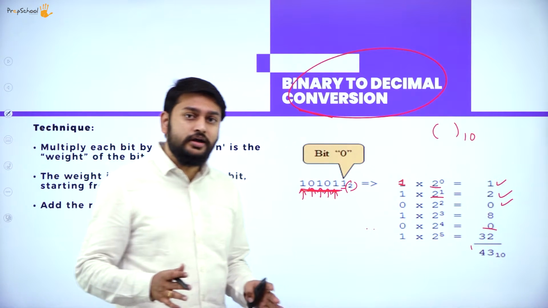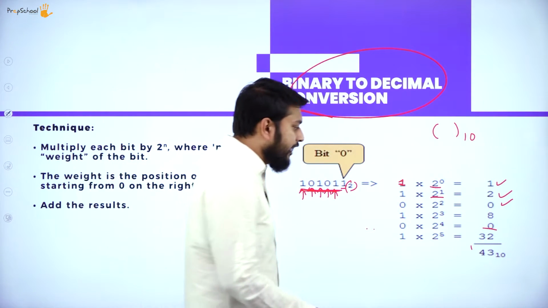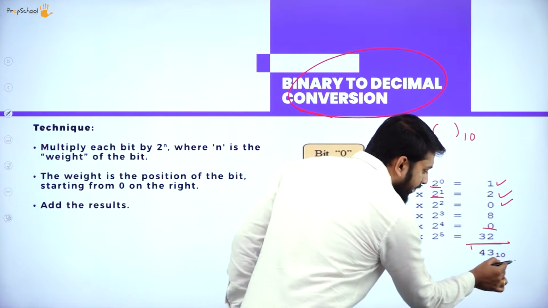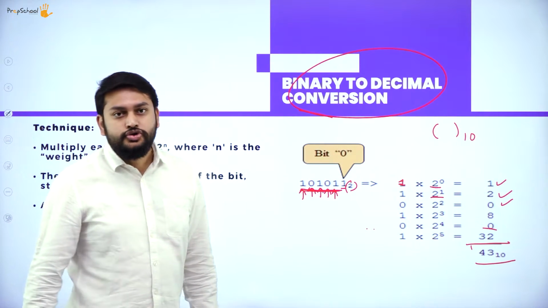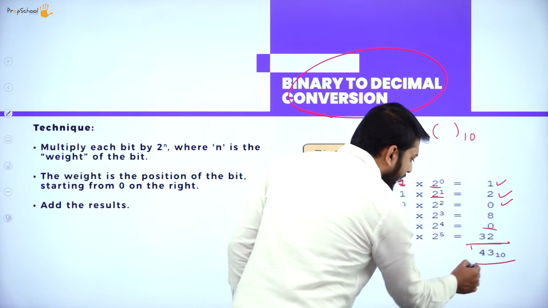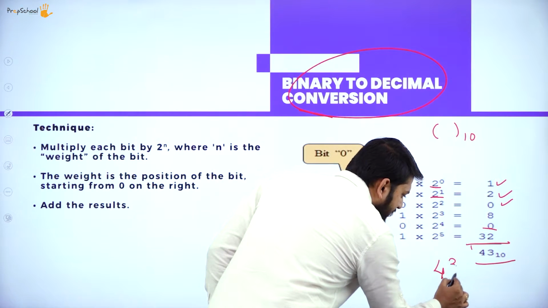Now I want the decimal number. So what do I have to do? I should perform the addition of all these numbers. Whatever numbers I have, I'll perform the addition, so my answer will be 43.